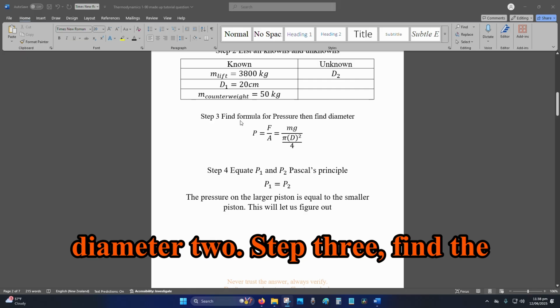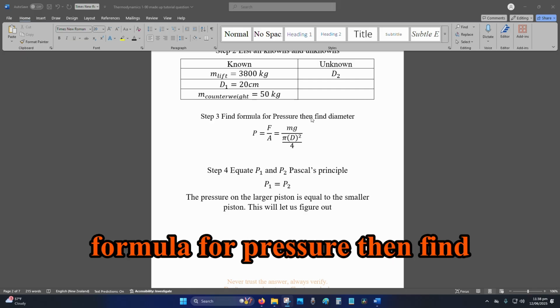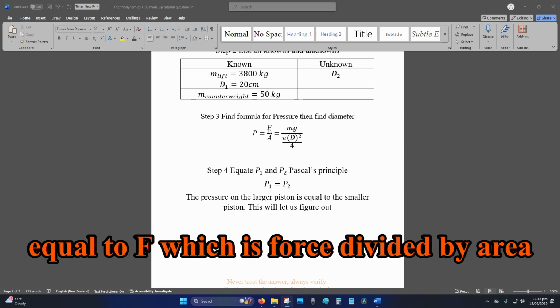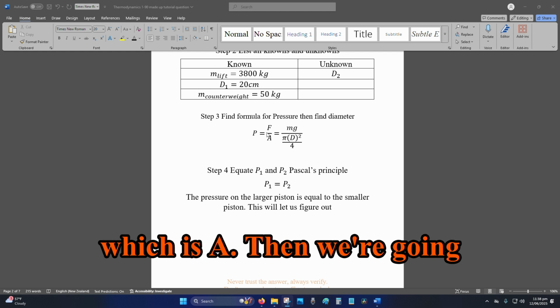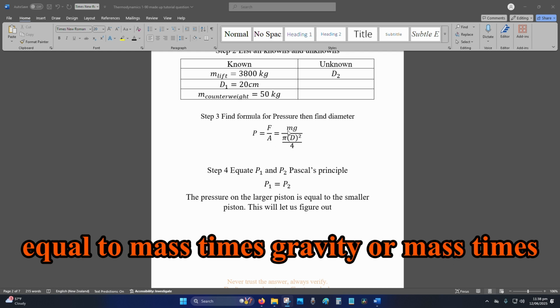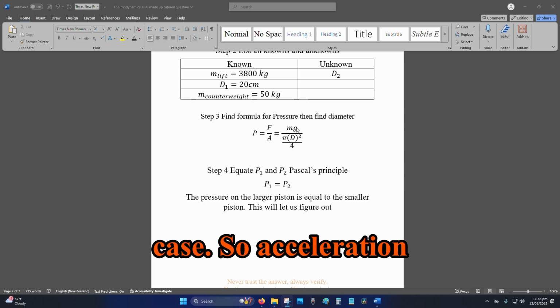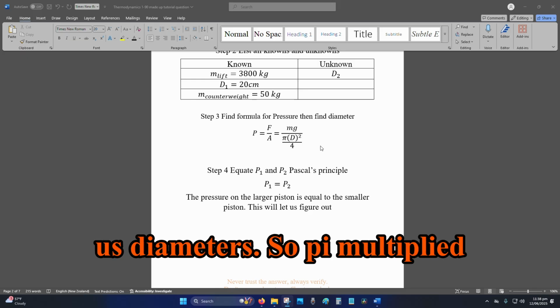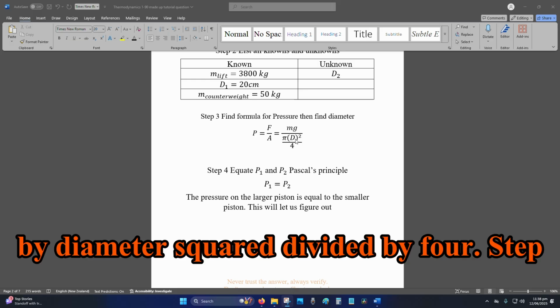Step 3, find the formula for pressure, then find diameter. So P, pressure, is equal to F, which is force, divided by area, which is A. Then we're going to expand that out. So F is equal to mass times gravity, or mass times acceleration in this case, so acceleration being gravity. And area in this case is circular because they give us diameters. So pi multiplied by diameter squared divided by 4.